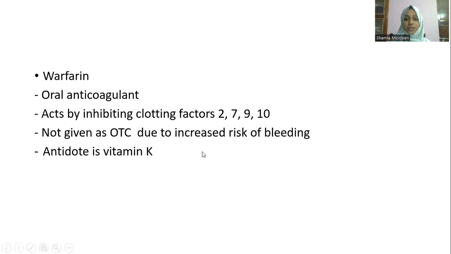Warfarin is a blood thinner, an oral anticoagulant, which makes the blood flow more easily.